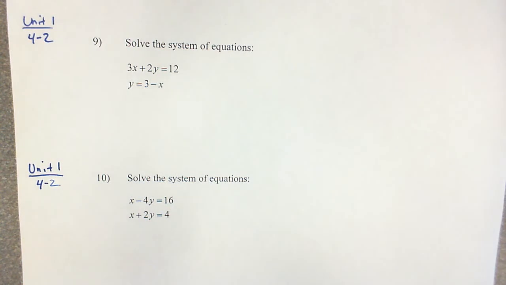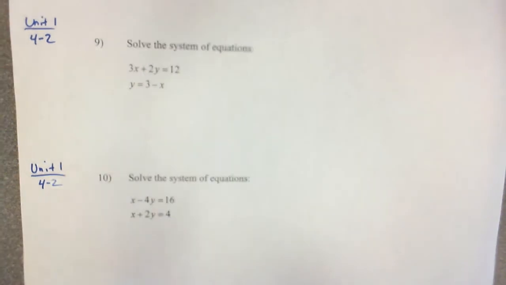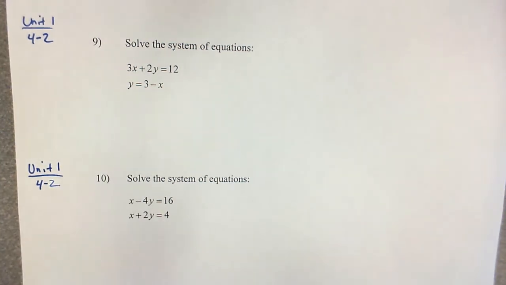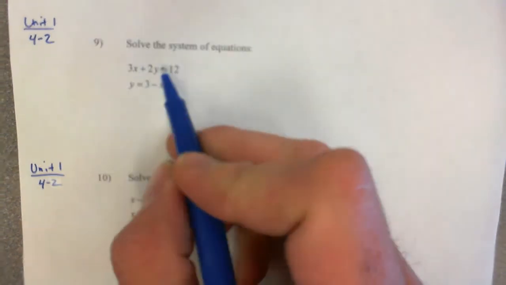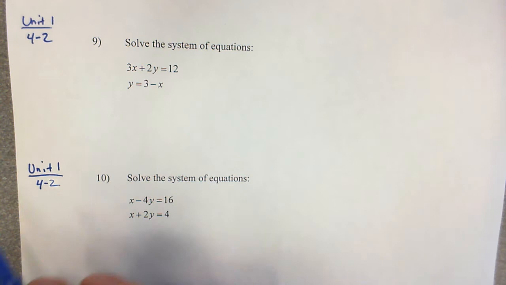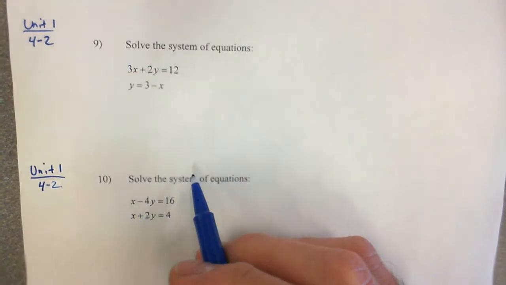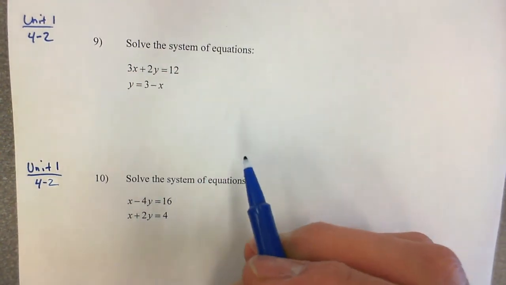Okay, what we want to do is look at some questions from Unit 1 on solving systems of equations. So, starting with question number 9, here is a two-variable system. We have two equations, two variables, and we're just asked to solve the system.